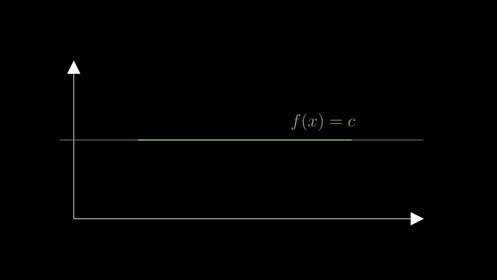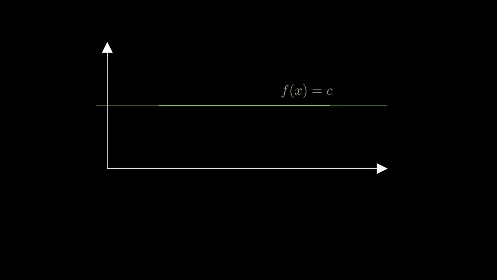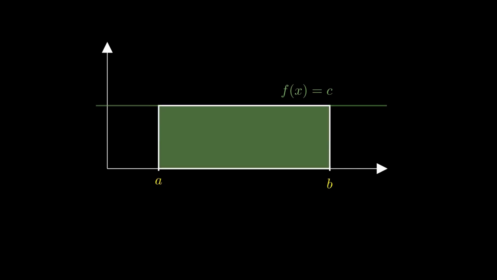Hold on, this problem is still a bit too complicated. Let's take a step back. Let's suppose the function is constant, say f of x equals c. In that case, the area is easy to compute. It's just the area of a rectangle with base equal to b minus a and height equal to c.